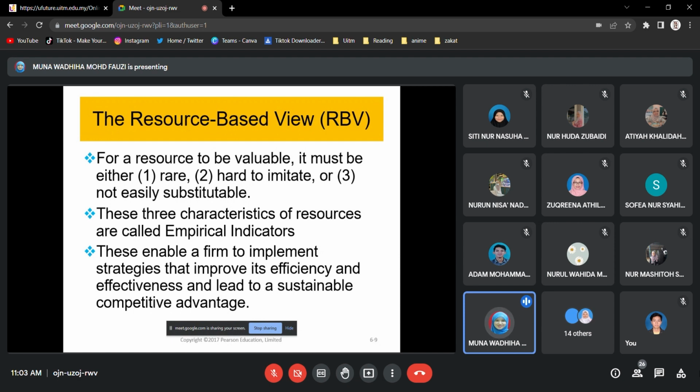While intangible means no physical presence, but can still be owned by the organization or the company. Intangible means, for example, brand reputation, trademarks, intellectual property. We can classify these as intangible assets of the company.